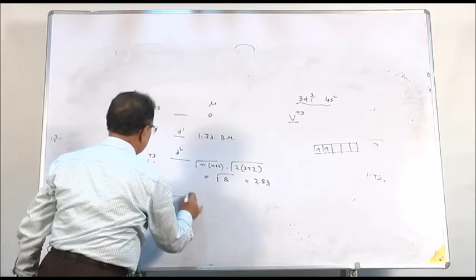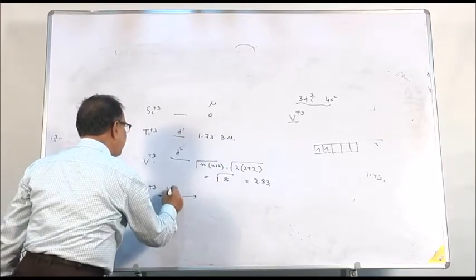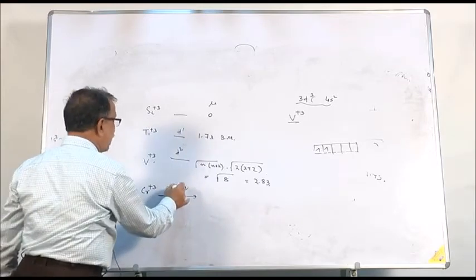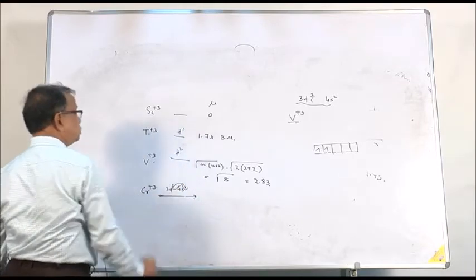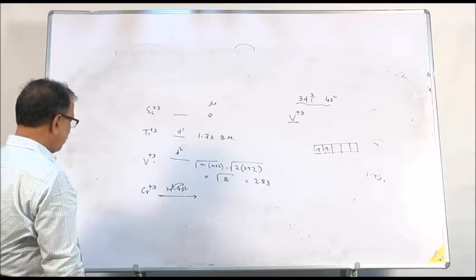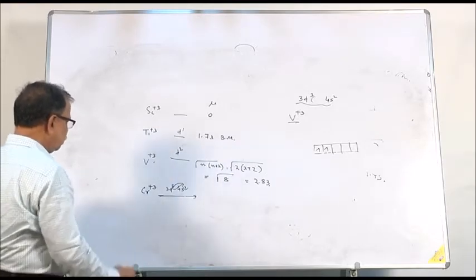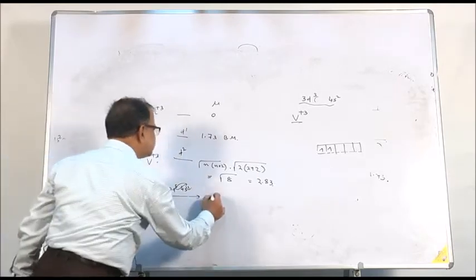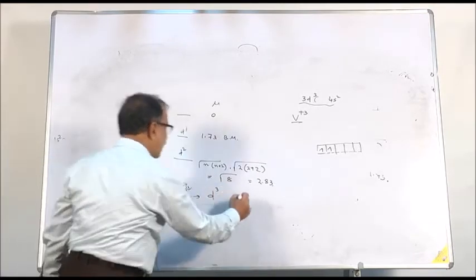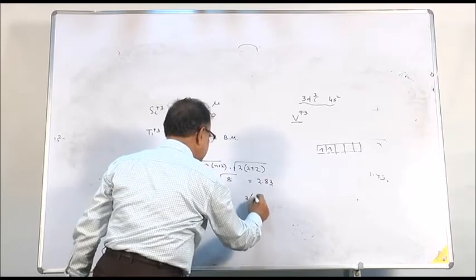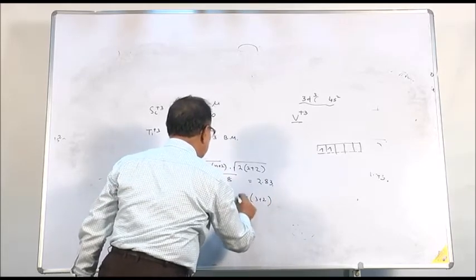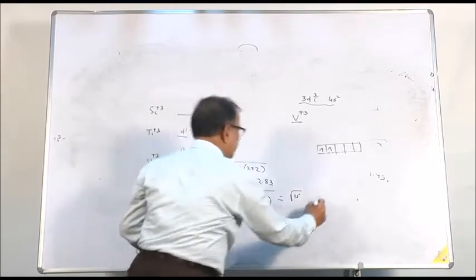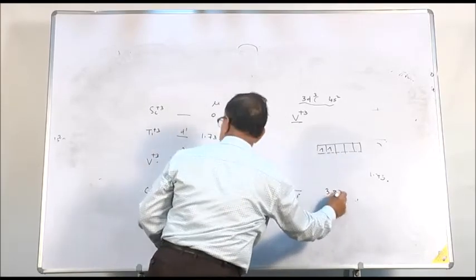Chromium plus 3 configuration is 3d5 4s1. Or take out electron 1, here is 2. Chromium plus 3 will be 1 and take out 2 remain as d3. d3 means n is equal to 3. So root over n(n+2) is equal to root of 15. The value of root of 15 is equal to 3.87.